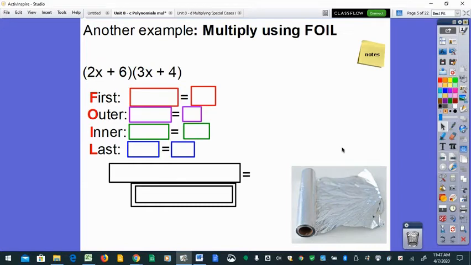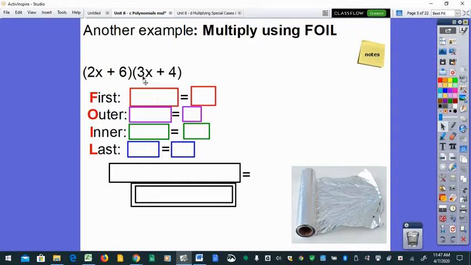So let's take a look at another one. And again, I'm going to write this out. You might want to just pause the video and just do it yourself, and then come back and we'll see how you did. But start by multiplying the first terms, then the outer, then the inner, then the last, and then combine like terms and make sure your answer is in standard form. All right, let's see how you did.